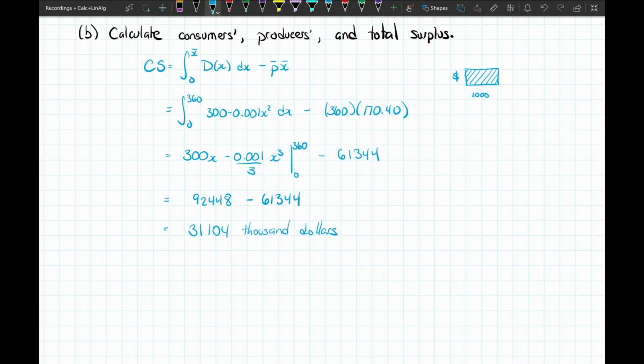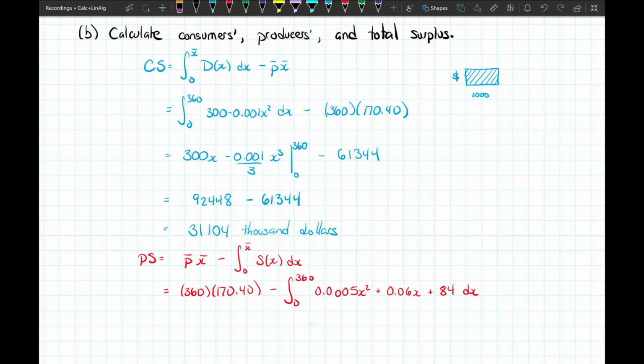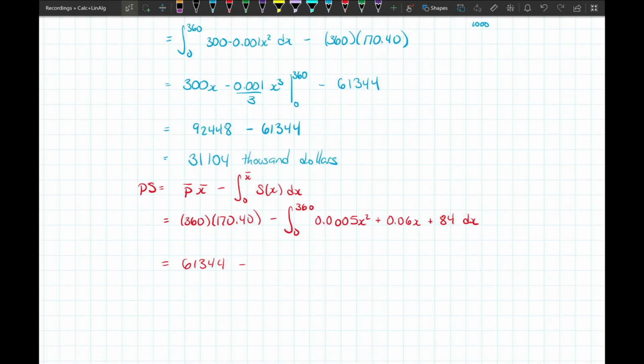In fact, we already know what the product of P bar and X bar is. We'll start with the formula for producer's surplus and plug in our supply function as well as our equilibrium quantity and equilibrium price. We already know that this product of 360 and 170.4 is 61,344. Applying the power rule to that supply function, we'll evaluate that from 0 to 360. And don't forget that minus sign. We have to subtract the entire result of that definite integral.